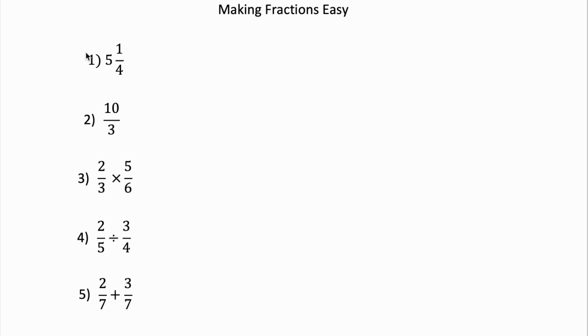So here's a quick rundown on most of the basic operations involving fractions. First, converting a mixed number to a fraction. A mixed number being an integer plus a fraction. So 5 1/4, we want to write it as one improper fraction. So what we do is we take 5 times 4 and we add 1. So 5 times 4 is 20, plus 1 is 21, and we take that over 4.